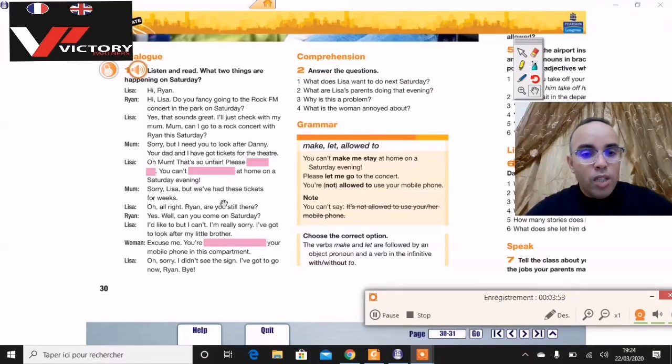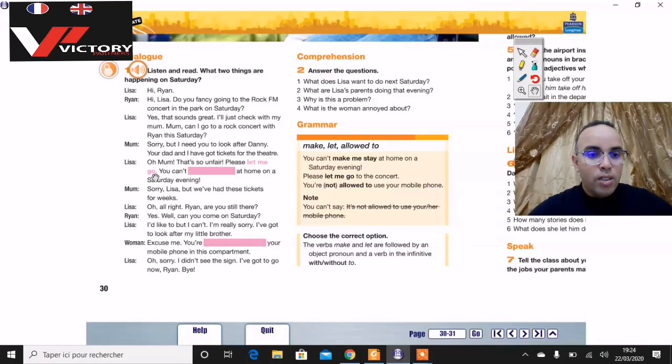Okay, let's check together what have we got in these blanks. So number one, let. Okay, number two, go. The next one, make me stay. And the last one, not allowed to use. So please, could you read this dialogue aloud? Listen to the audio that you listened to a few minutes ago and try to read this dialogue aloud. And then answer this question you have got here. What two things are happening on Saturday?